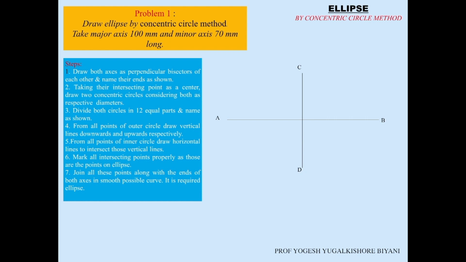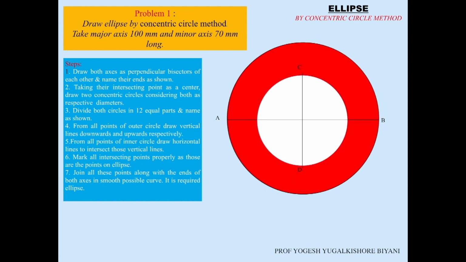Taking the intersecting point as a center, now we will draw two concentric circles, considering both axes as the respective diameters. This is the concentric circle which has been drawn for the minor axis. This is another concentric circle to the first one, which is drawn by taking the diameter as the major axis.